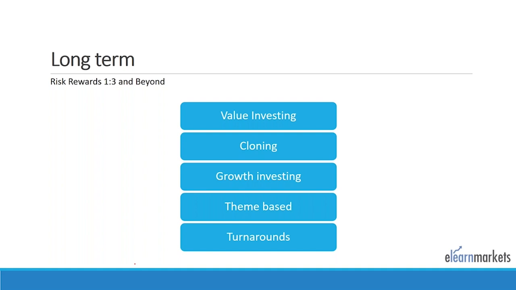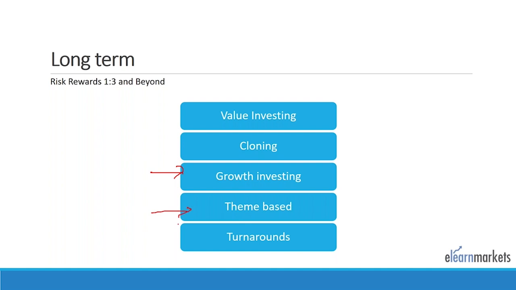Cloning, where you are purely trying to clone the existing rockstar investors, not blindly. You take references of stocks from cloning and then strategize your own trades based on your fundamental model which you have evolved over a period of time. Then you have growth investing, where you try to invest in stocks where the industry itself is growing and that stock is growing much better than the industry.